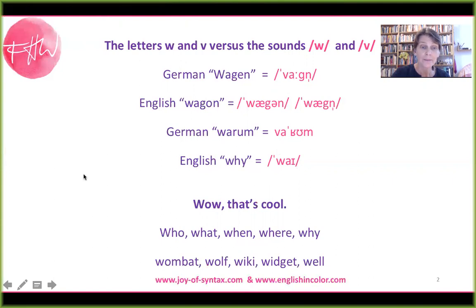And let's see here. There are some wow words. Who, what, when, where, and why. Your WH question words that are very important for grammar and detectives or policemen. Who, what, when, where, and why. And useful words are wombat, wolf, wiki, widget, and well. So all seems well, except that Germans often transfer this wow sound to words that actually have a V sound. That's why I call it the VW issue.